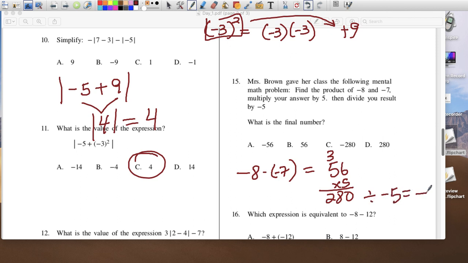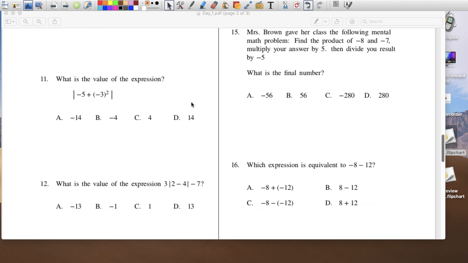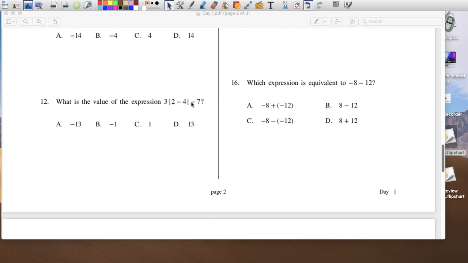So my answer is going to be something negative. Right away, I can get rid of this guy and get rid of this guy. So it's either going to be negative 56 or negative 280. Well, without even doing the problem, I can tell you that 280 divided by negative 5 is going to be this. It doesn't make any sense that 280 divided by negative 5 is actually negative 280, correct? So there, the process of elimination, we can. And this actually buys you a few moments, right? Because you don't have to do the whole thing to find your answer sometimes.